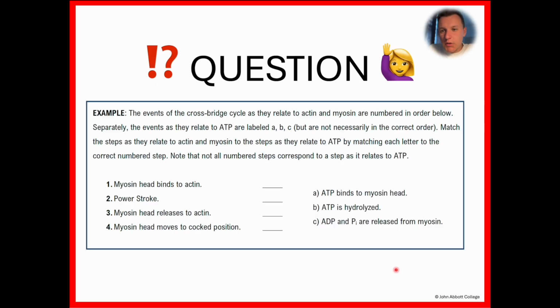All right, so in this question, it says the events of the cross-bridge cycle as they relate to actin and myosin are numbered in order below. Separately, the events as they relate to ATP are labeled A, B, C, but not necessarily in the correct order. Match the steps as they relate to actin and myosin to the steps as they relate to the ATP by matching the letters together. Note that not all numbered steps correspond to a step as it relates to ATP.